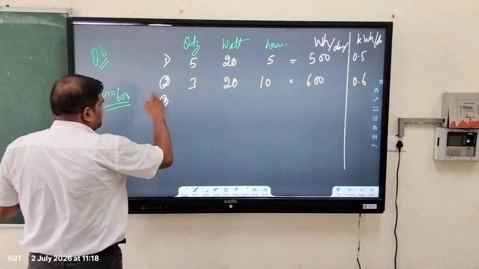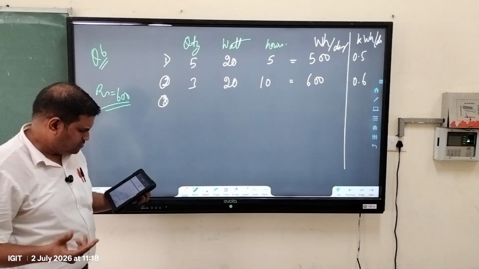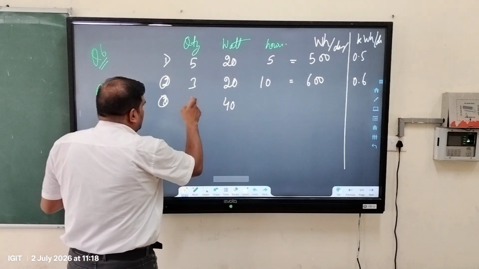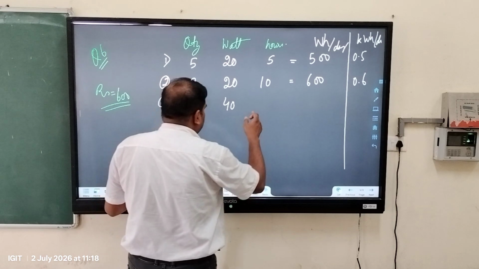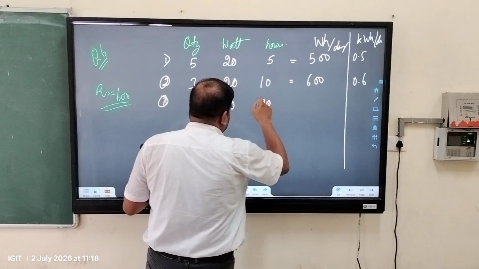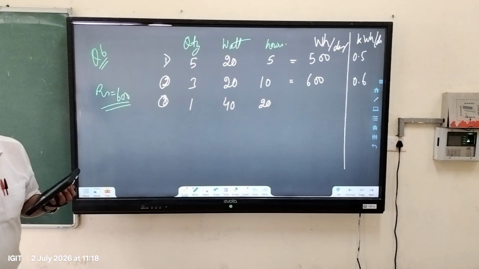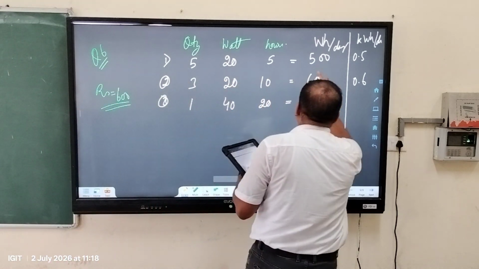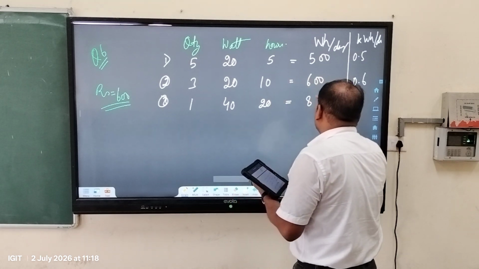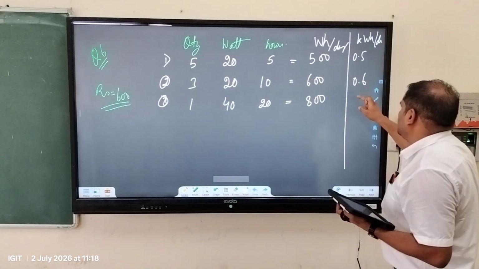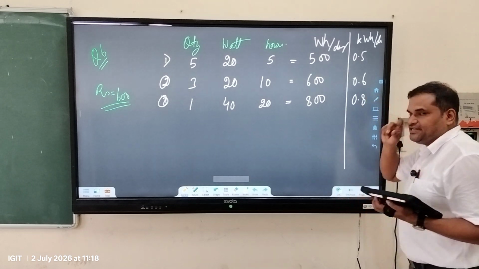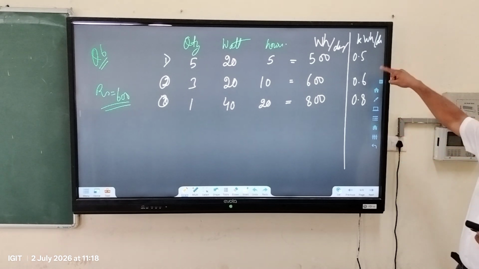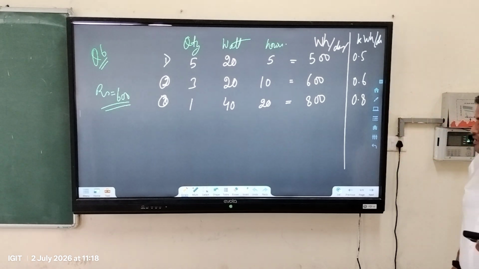Next is, he is using a fridge. Fridge is of 40 watt approximately, and one fridge. How many hours? Fridge is actually used throughout the day, so approximately 20 hours. So how much is the total in watt hour? It is coming around 800 watt hour, and in kilowatt hour it will become around 0.8, because you multiply by 10 to the power minus 3, so that you can write kilowatt hour.